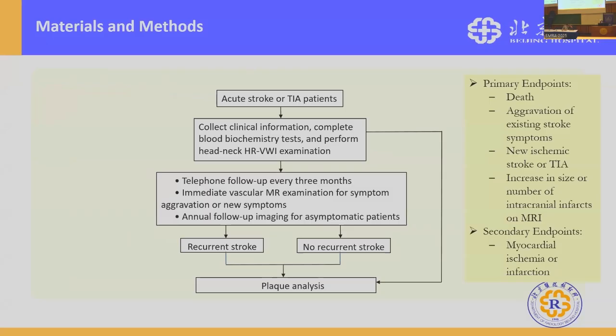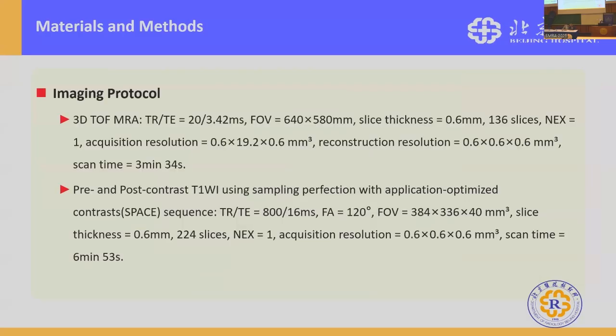We prospectively enrolled acute cerebrovascular disease patients from Beijing Hospital. Baseline information was collected with follow-ups every 3 months. Patients with symptom progression or new symptoms underwent immediate vessel wall imaging. Asymptomatic patients were rescanned at 1 year. Imaging was performed using 3D TOF MRA, pre and post T1 SPACE sequences.